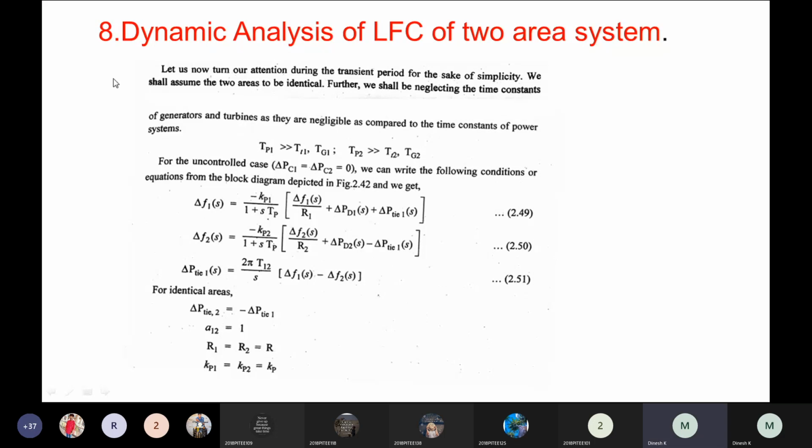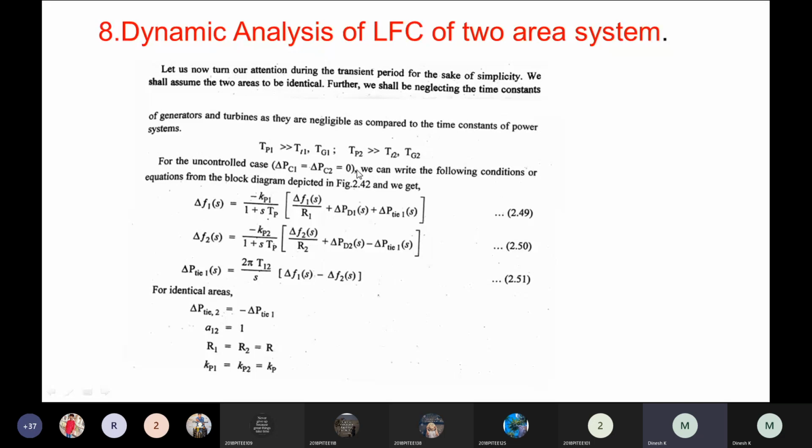So here also in dynamic analysis we are assuming the areas to be identical and neglecting our time constants. Both the turbines and generators, all their time constants, we have to neglect, so we make them 0. That is TP1 far greater than TT1, TG1. Likewise, TP2 far greater than TT2, TG2. So for the uncontrolled case, del PC1 and del PC2 are 0.